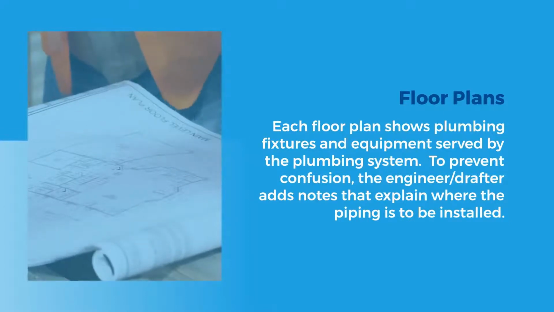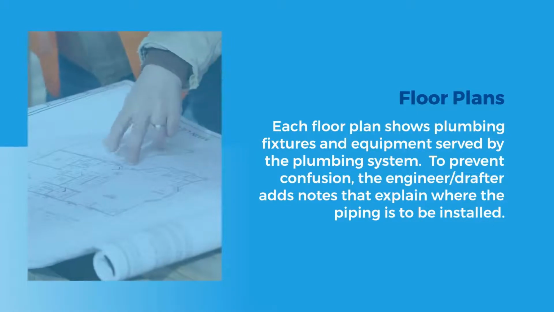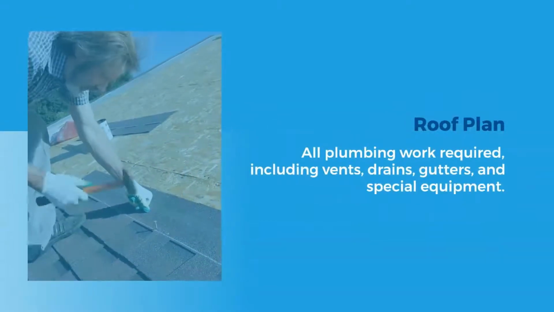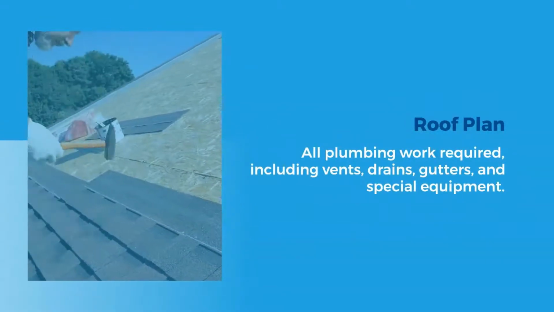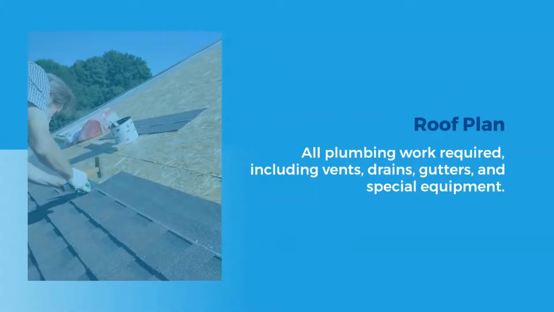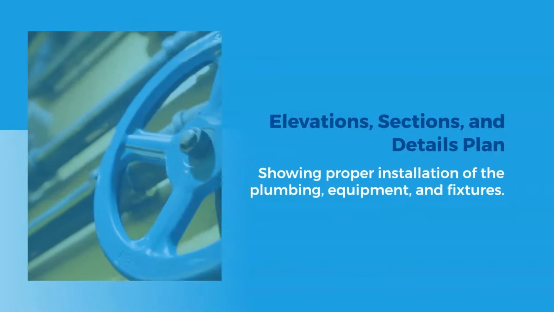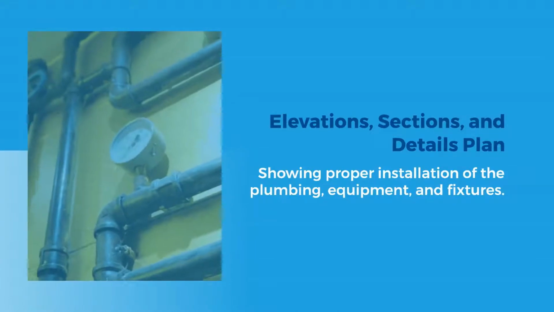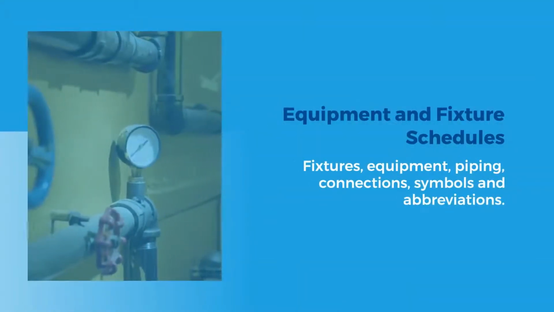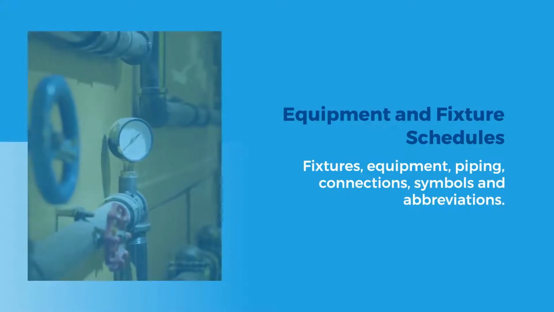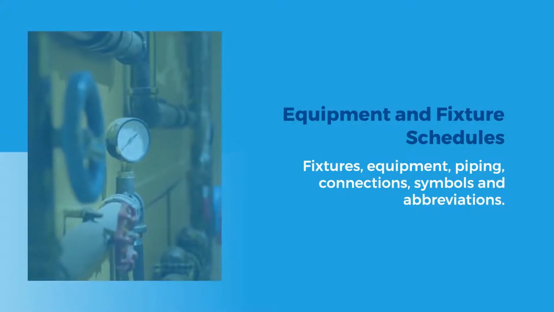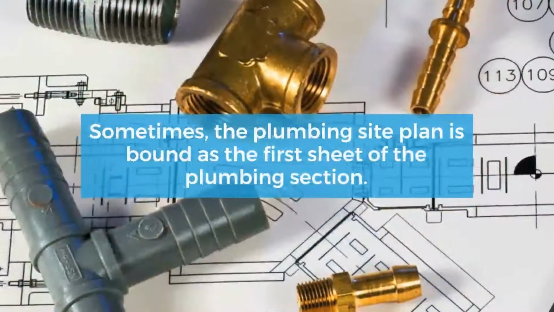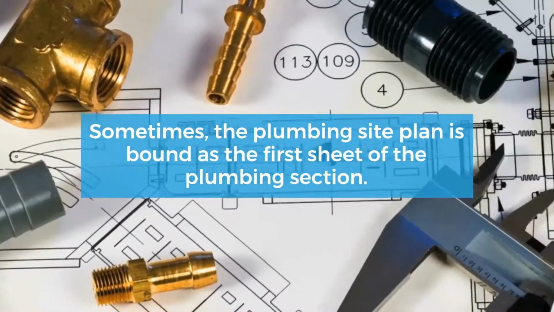To prevent confusion, the engineer or drafter adds notes that explain where the piping is to be installed. The roof plan includes all plumbing work required, vents, drains, gutters, and special equipment. The elevations, sections, and details plan shows the proper installation of the plumbing, equipment, and fixtures. The equipment and fixture schedules show fixtures, equipment, piping, connections, symbols, and abbreviations. Any plumbing work outside the building is shown on the site plan. Sometimes, the plumbing site plan is bound as the first sheet of the plumbing section.